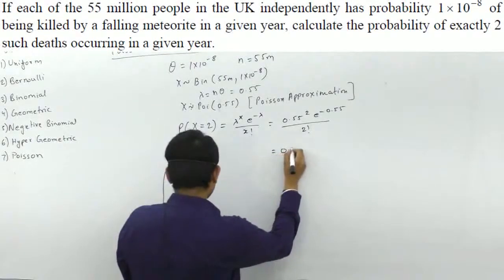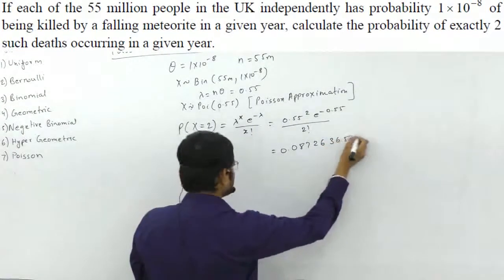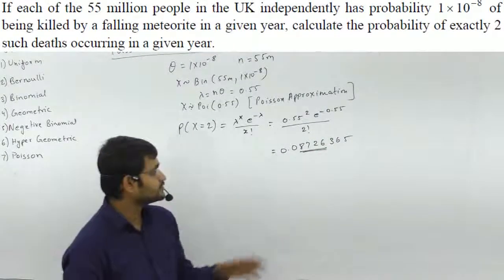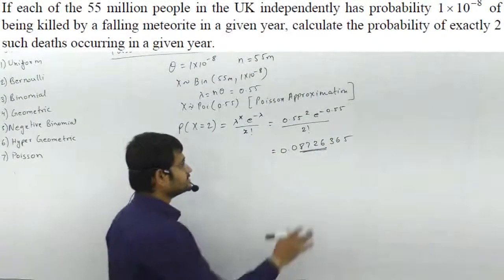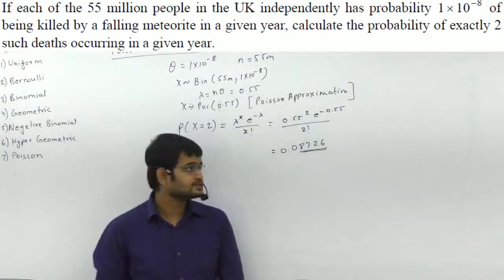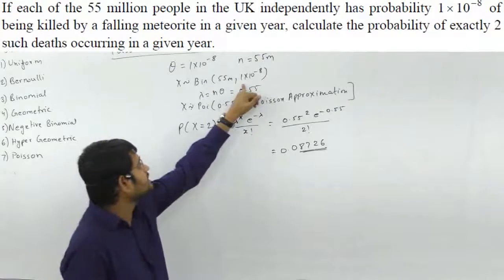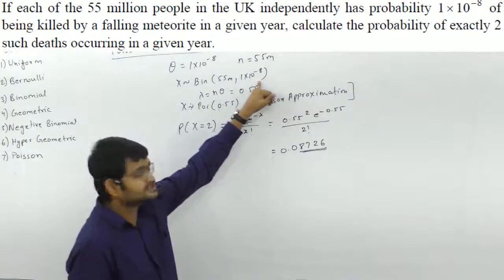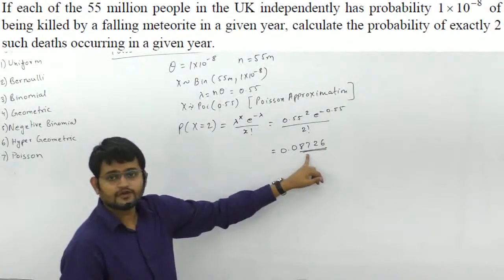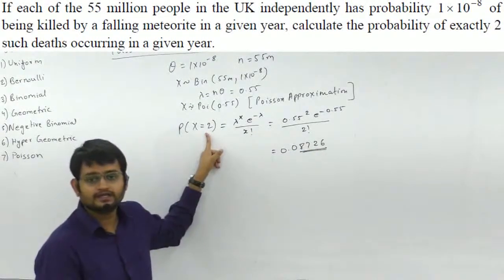It is 0.08726365 and so on. Again, you only need 4 significant numbers for the final answer. You don't need the whole answer. So you can write it as 0.08726. Now, simply if you see, the probability of any person dying is really low, that is 10 raised to minus 8, and still there is more than 8.5% chance, or nearly you can say 9% chance, that 2 people will die in a year.